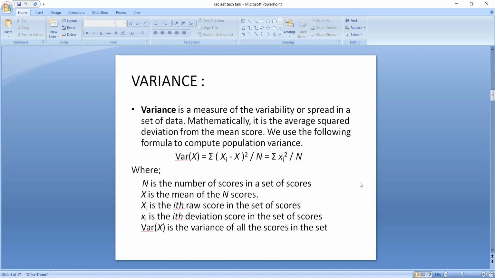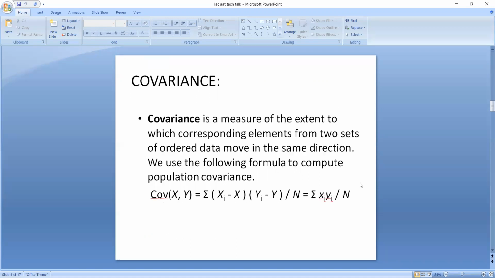In this formula, capital N is the number of scores in the set of scores, capital X is the mean of the N scores, xi is the ith raw score in the set of scores, and small xi is the ith deviation score in the set of scores. Variance, denoted by capital X, is the variance of all the scores in the set.